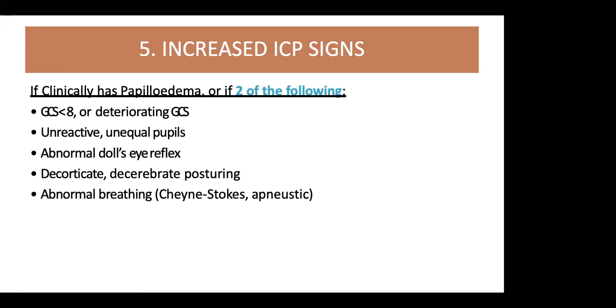So we check for any two of the following signs, which are GCS less than 8, unreactive or unequal pupils, abnormal Doll's eye reflex, which I will explain later. Look also for decorticate or decerebrate posturing, and lastly abnormal breathing, which are Cheyne-Stokes or apneustic breathing, which I will also be explaining in the later slides.